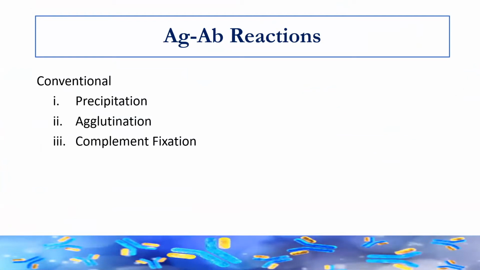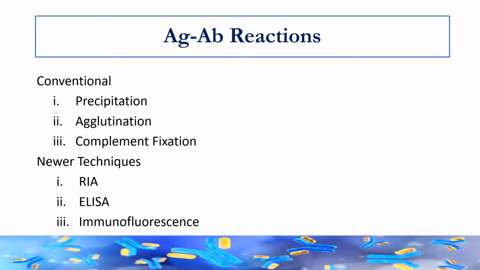And now we are going to start with some newer techniques, that is radioimmunoassay, ELISA, that is enzyme linked immunosorbent assay, and immunofluorescence. These are called newer techniques, but they are also based on antigen antibody reactions.